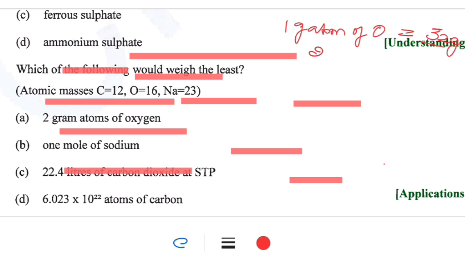If we are talking about 2 gram atoms of oxygen, then it's going to be 16 into 2, which is 32 grams. And next, 1 mole of sodium. 1 mole of sodium means how much? Obviously 1 mole is equal to its atomic mass, so it's 23 grams.